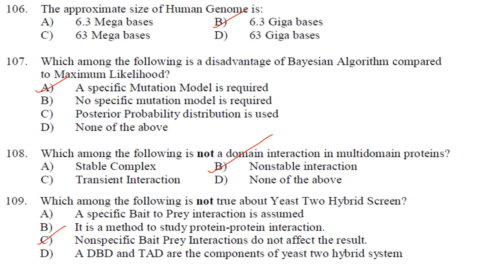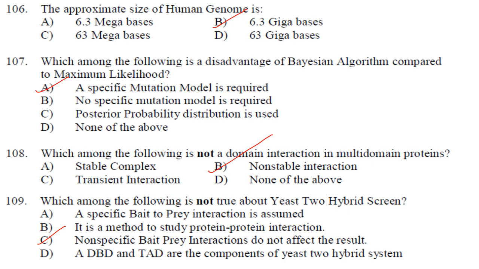Which among the following is not a domain interaction in multiple domain protein? So you have got a protein with multiple domains. So the domains in the multiple domain protein will keep on interacting with each other. Now they have asked which among the following is not a domain interaction? So stable complex, yes. Non-stable interaction, no. It is not a non-stable interaction. It is a stable interaction. Transient interaction, yes. So answer is option B.